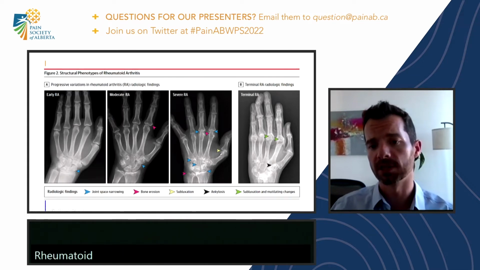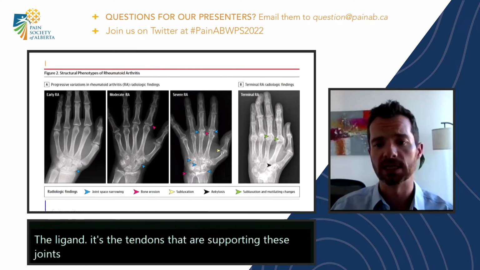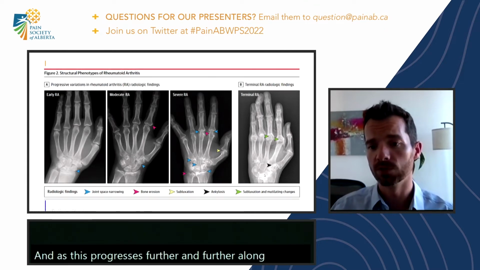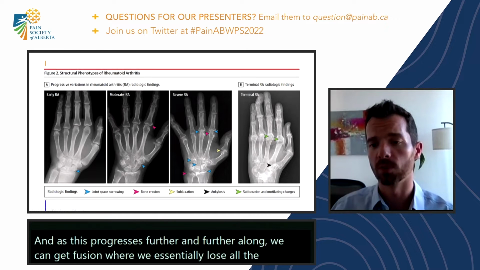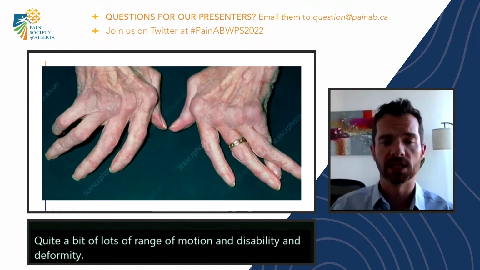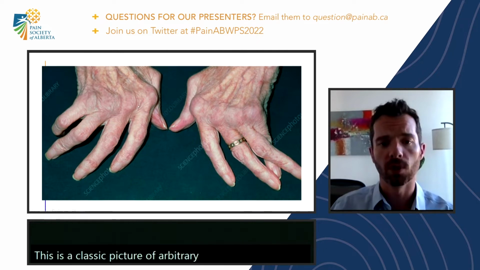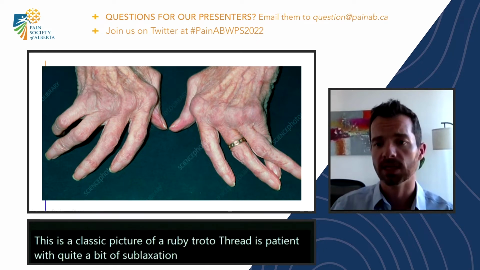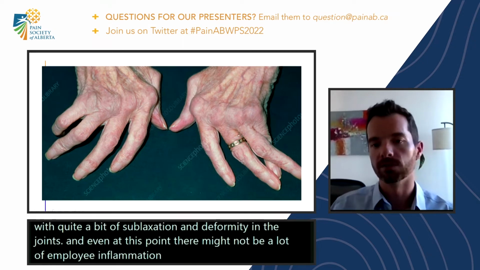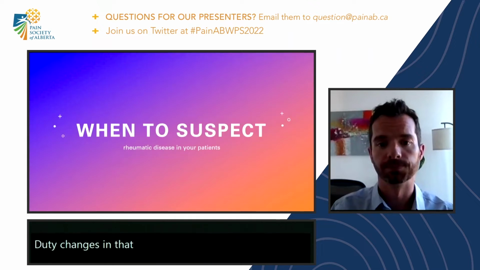Rheumatoid arthritis affects the periarticular structures as well, the ligaments and tendons that are supporting these joints. And so we start seeing subluxations in the joints. And as this progresses further and further along, we can get fusion where we essentially lose all the joint lines, quite a bit of loss of range of motion, and disability and deformity. As you can see here, this is a classic picture of a rheumatoid arthritis patient with quite a bit of subluxation and deformity in the joints. And even at this point, there might not be a lot of inflammation anymore, but the disability and the deformity is there that can lead to its own types of pain due to changes in joint anatomy.